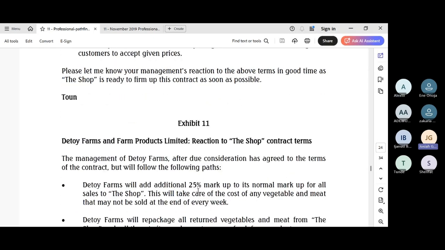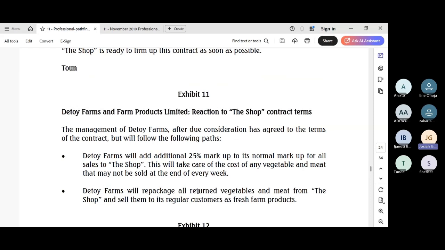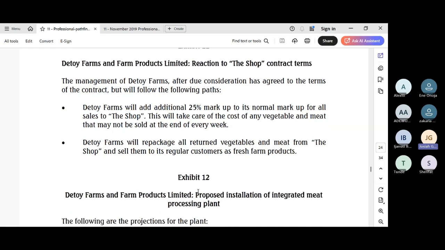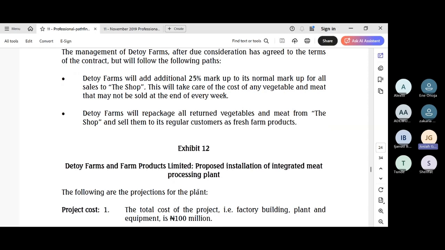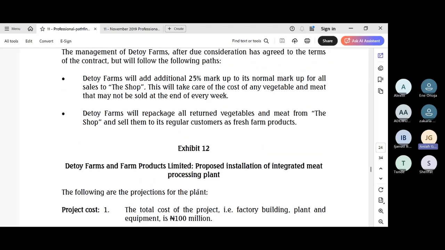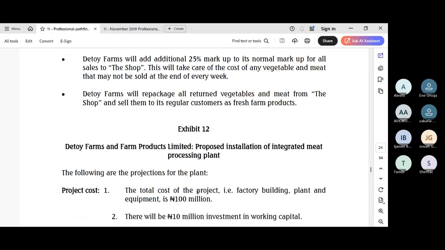Then we have Exhibit 11, a reaction to the shop's contract terms. We have additional 25% markup on the normal markup. Then we have repackaged, returned vegetables and meats from the shop and selling them to regular customers as fresh. So this is an ethical issue. So you need to take note of that as you read in between the lines. Repackaging all returned vegetables and meats and also reselling them to regular customers, no, it's an ethical issue. So take note of them. There are many, so you need to decipher and pick them out as you read through the case.